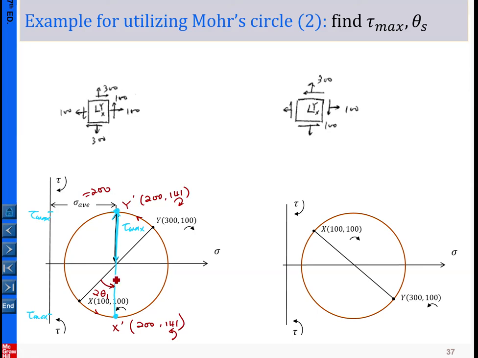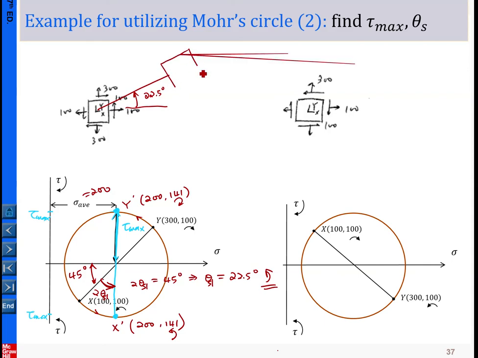Okay, so now what is 2 theta 1? Earlier from the previous example, we calculated this is 45 degrees. So therefore, 2 theta 1 is equal to 45 degrees, which means theta s1 is equal to 22.5 degrees, and here we choose this sense, so that is this orientation. So let me draw it. Here that is 22.5 degrees, in counterclockwise orientation, so that is the stress element here, with x prime, y prime.